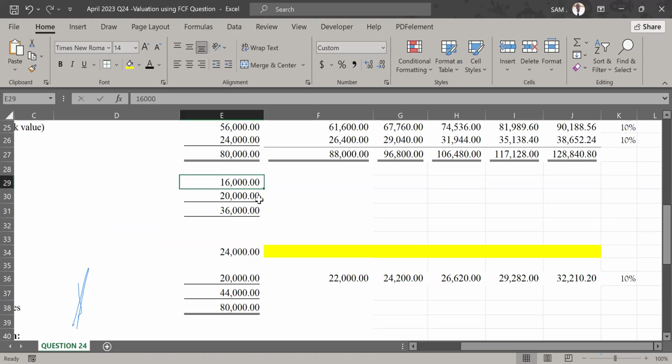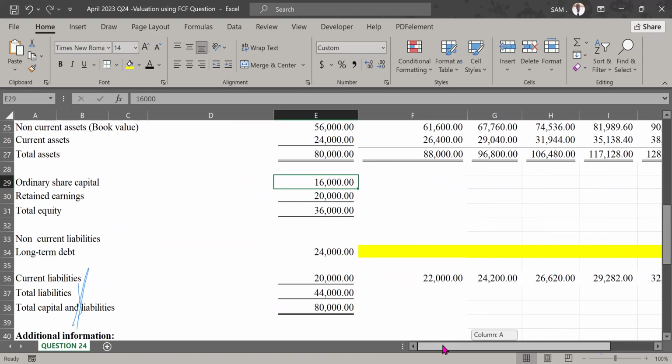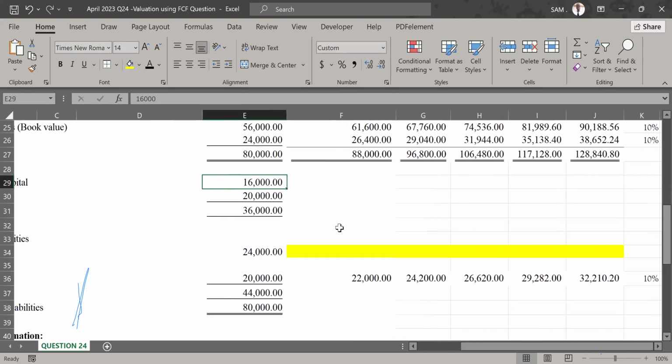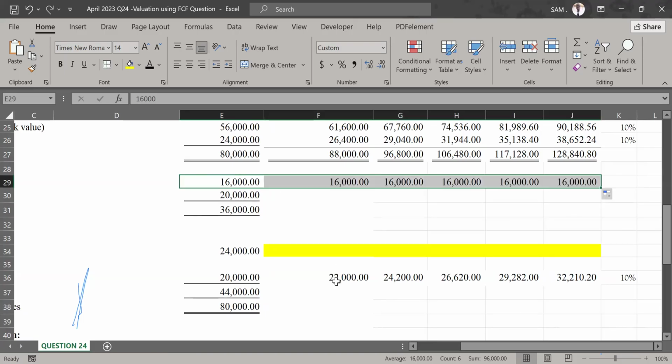If there is any bonus issue, it will affect ordinary share capital. So whether there is a conversion, rights issue, bonus issue, or any new issue of shares, we've not been told. There is no mention of that. So that means ordinary share capital remains constant across the period. So we maintain the 16,000 across the years to 2027 like that. I hope we are together.